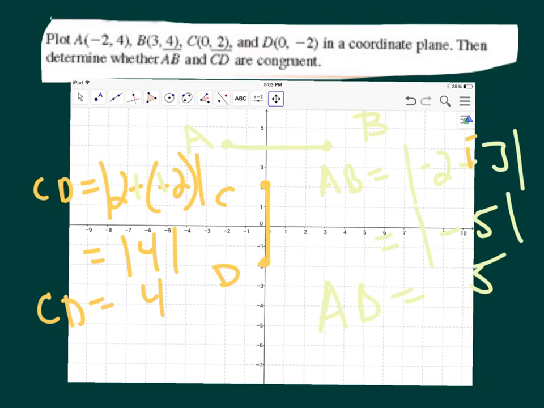Now we can say they're not congruent. You just determined that they weren't congruent. So you can just write not congruent. Good job.